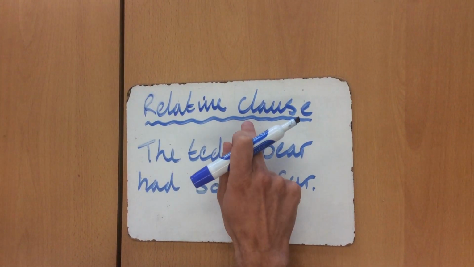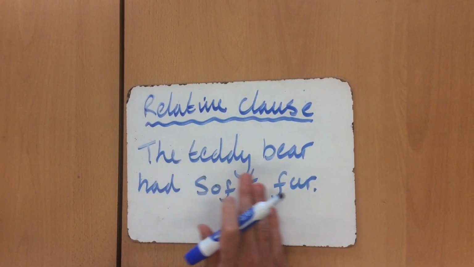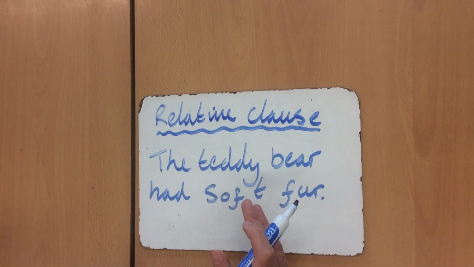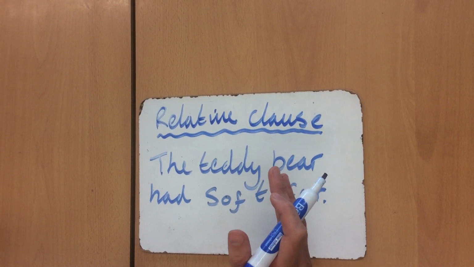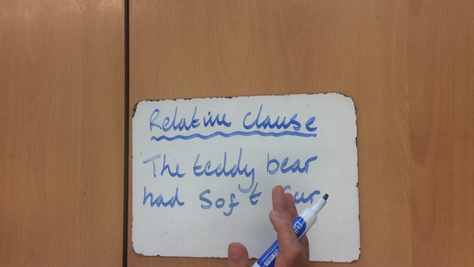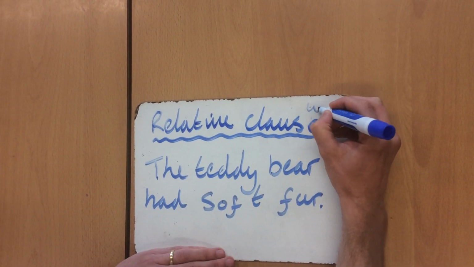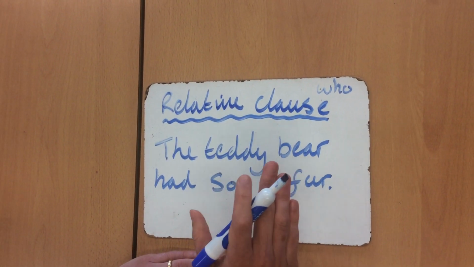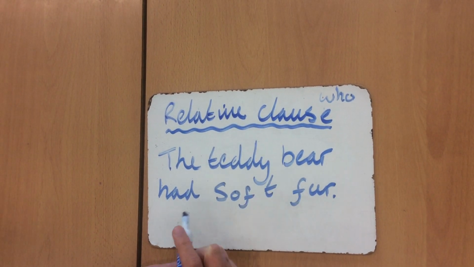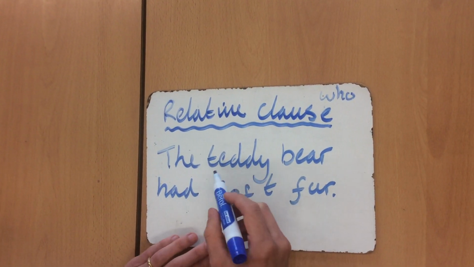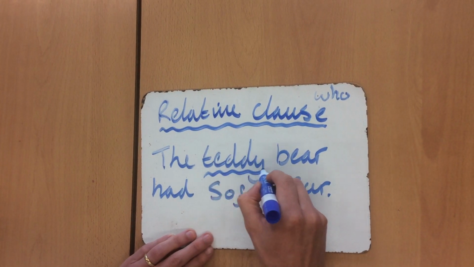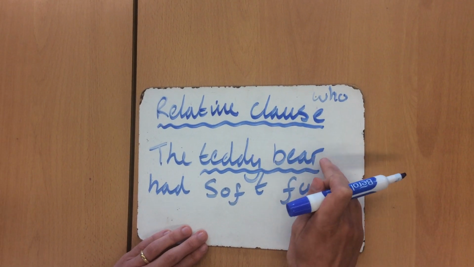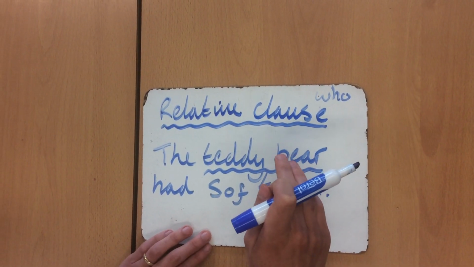I now want to add a relative clause into this sentence. That'll make it into a complex sentence, okay? So, the teddy bear had soft fur. So my relative pronouns were who, that, which, and where. I think I'm going to use the relative pronoun who. Where would I insert that? Now remember, a relative clause adds more description to a noun. The teddy bear had soft fur. Now in this sentence, teddy bear is my noun. And I'm going to add a relative clause straight after the noun describing that noun.